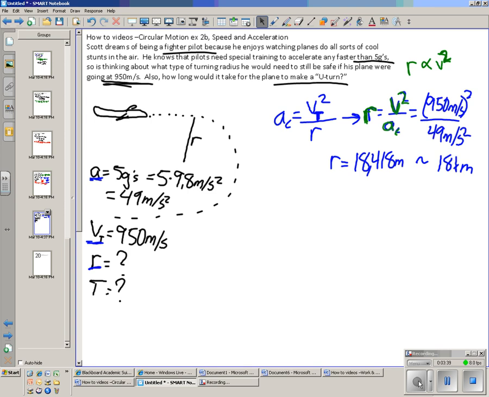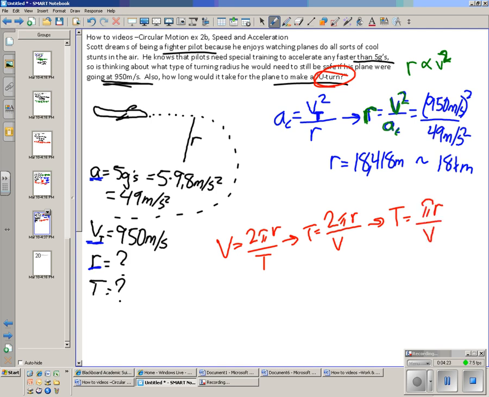Okay, let's go ahead and move on with our time. We can solve this a couple of ways, but I think it would just be easier to say the tangential velocity is 2 pi r divided by t. So rearranging, we get t is equal to 2 pi r divided by the tangential velocity. However, remember we are making a U-turn, which is only half of the circle. So that pretty much just means t for this U-turn is going to be equal to pi r divided by v. So we got rid of the 2 because we're only doing half of it. So we go ahead and plug in.